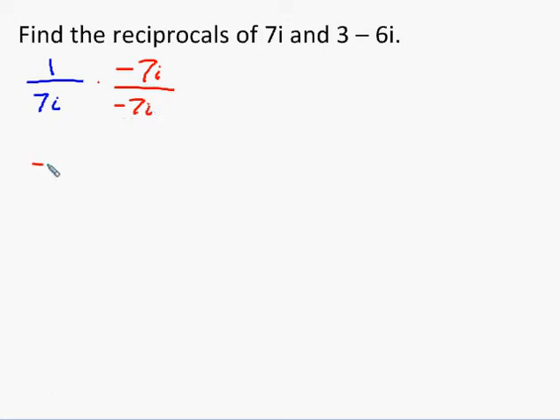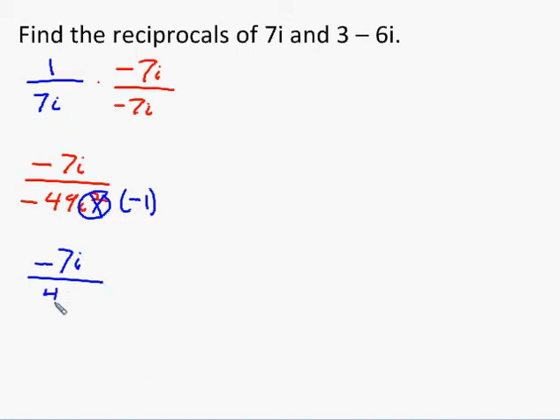So in the numerator, we have negative 7i. In the denominator, we have negative 49i squared. We know that i squared, for about the 20th time, is negative 1. And so we end up with negative 7i over 49, which can reduce by 7. So we have negative i over 7. So the reciprocal of 7i is negative i over 7.